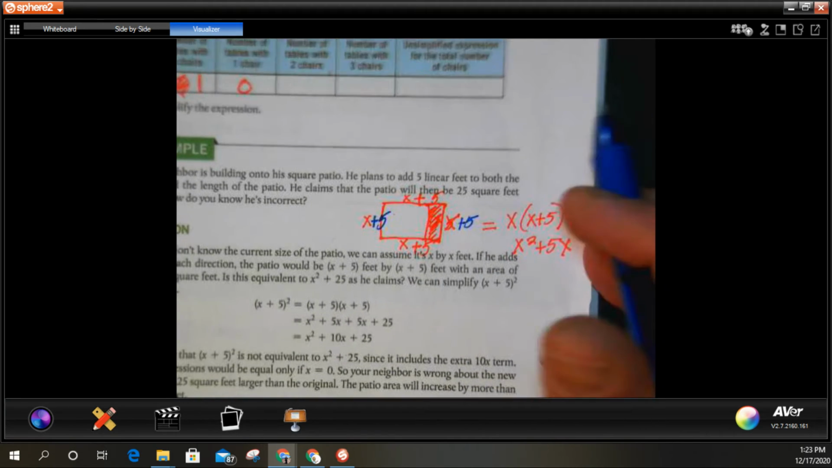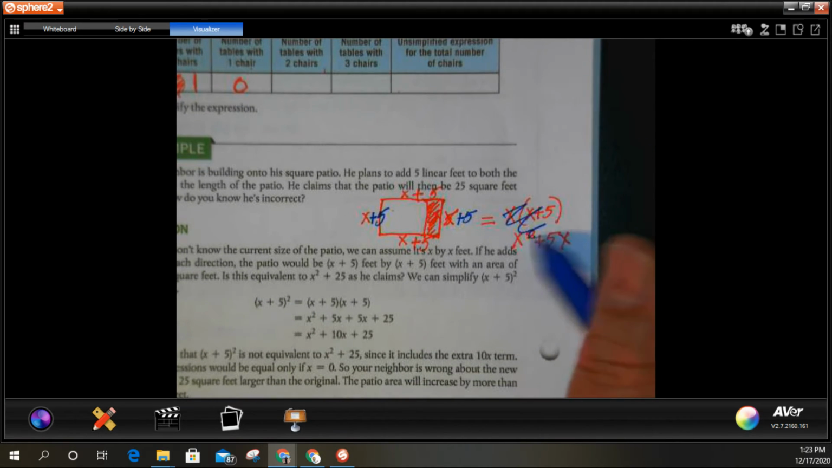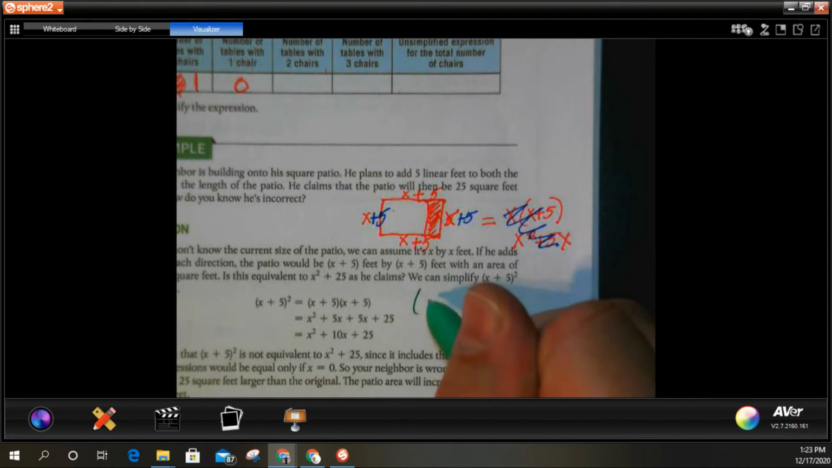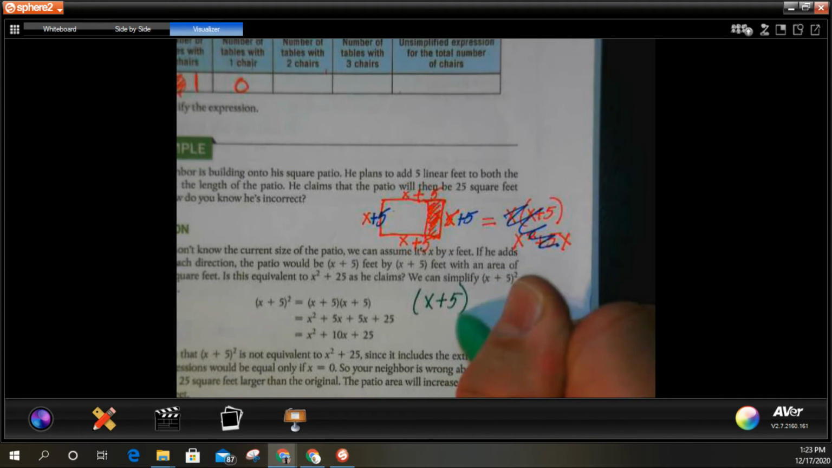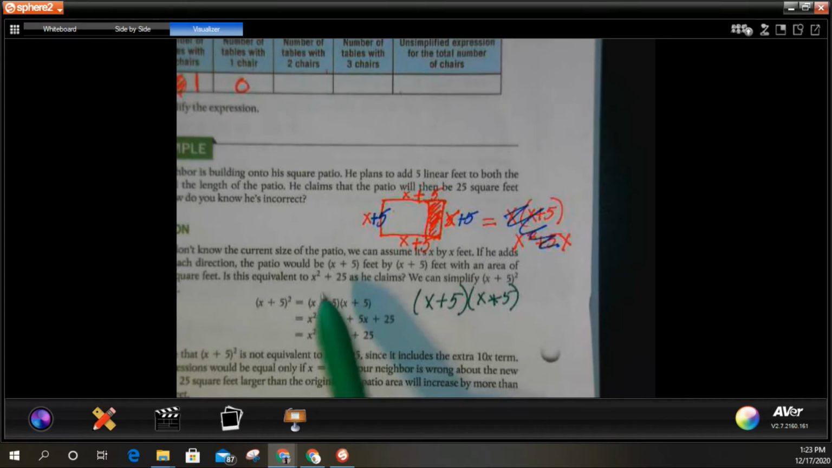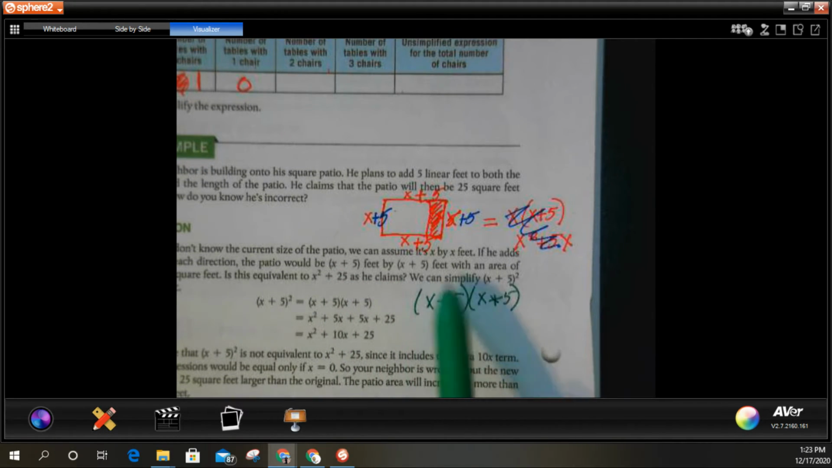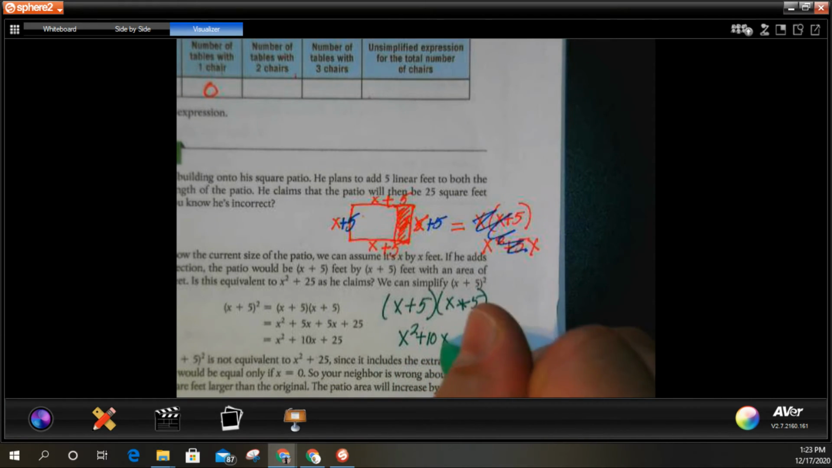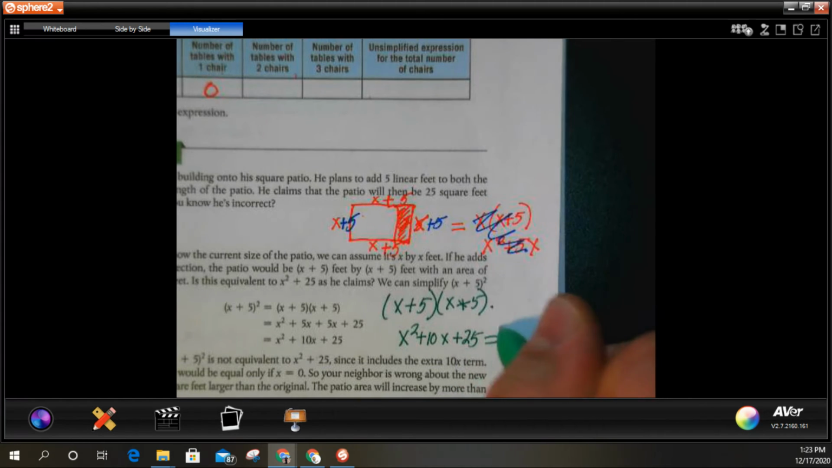Is this equivalent to x squared plus 25 as he claims? No. We can simplify to find out. If we FOIL this, we get this, and that's not equivalent. So this is x squared plus 10x plus 25 does not equal x squared plus 25. And again, since it includes the extra 10x, see, we don't have this term. There is none on this side. That's the difference. There's no 10x.